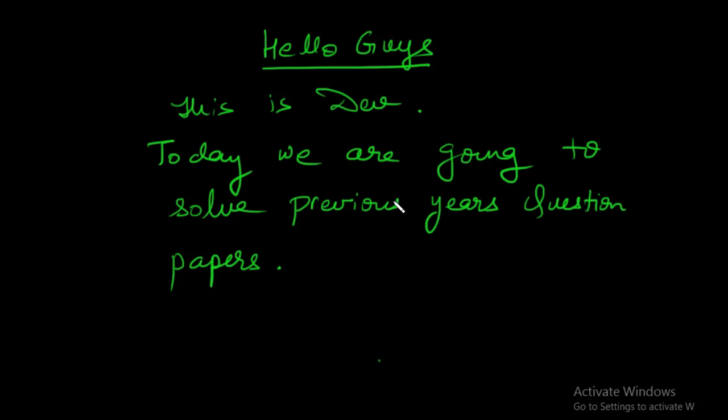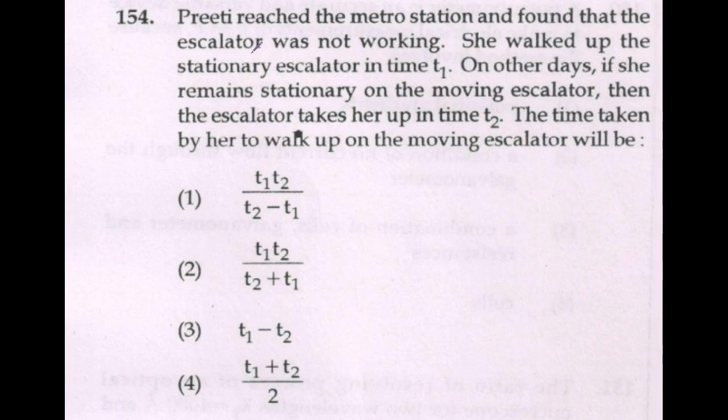Today we are going to solve previous year's question papers, okay? Alright, so let us see the first question. Preeti reached the metro station and found that the escalator was not working. She walked up the escalator which was stationary, okay? So she's walking up the stationary escalator in time t1.